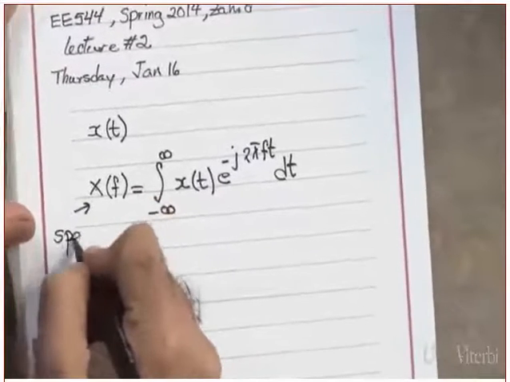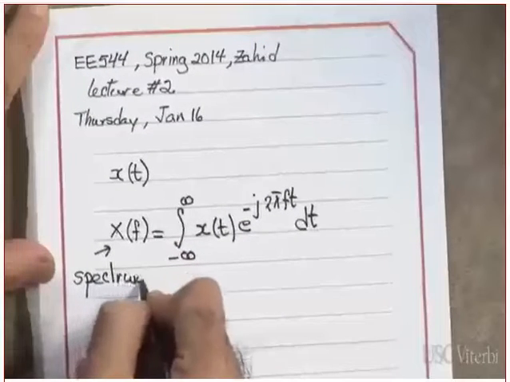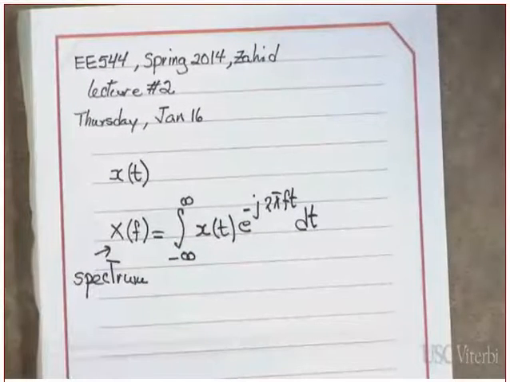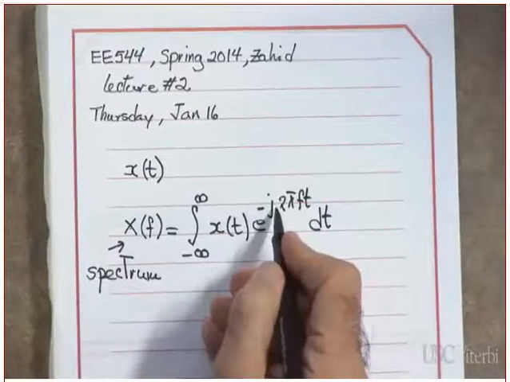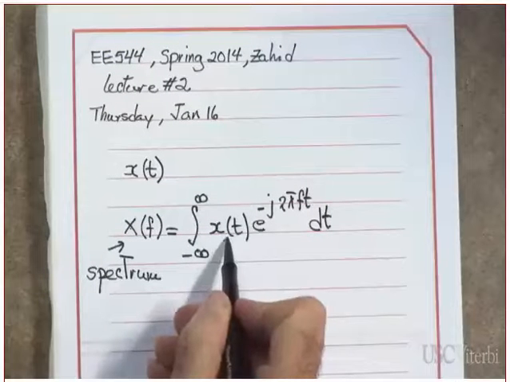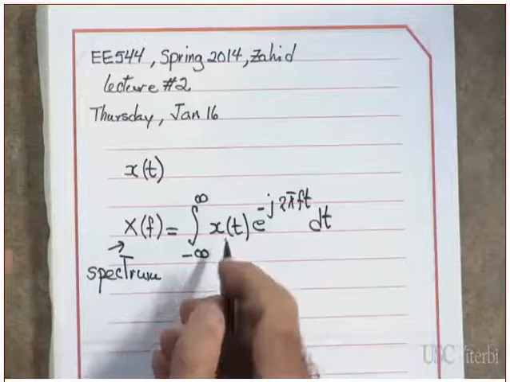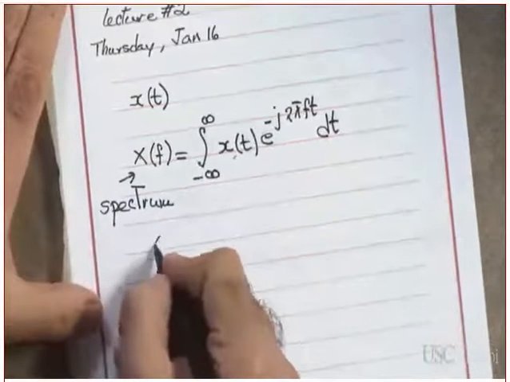Question, is it a real function, or is it in general a complex function? In general, it's a complex function. Why? Because we do have the complex operator in here. Is x of t a real signal? X of t is a real signal. In the real world, we are dealing with real signals here. Clear? So this X of f, I write it as what?